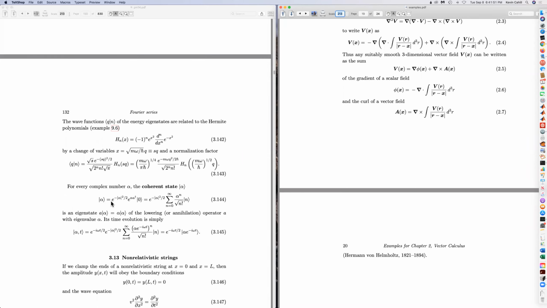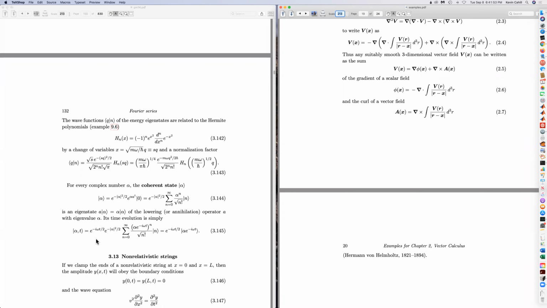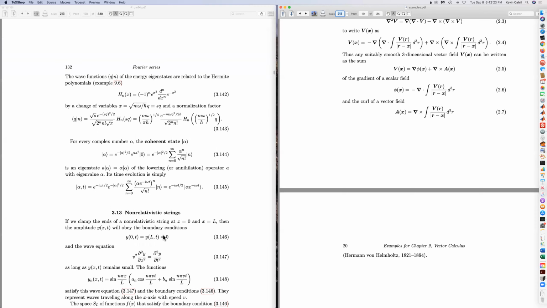These states are not orthogonal, but they are what I call super complete, in that if you have any convergent sequence of complex numbers, then the corresponding set of coherent states is complete. That may not be the most natural set of complete coherent states, but it at least is one complete set of coherent states. We have a few minutes left.